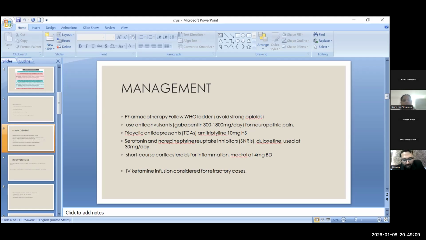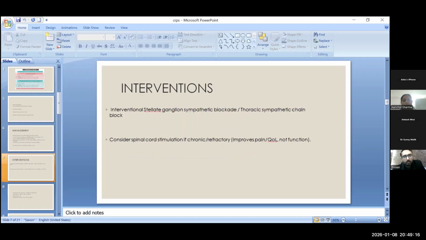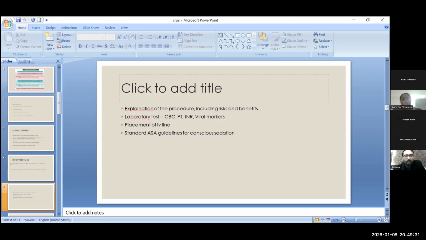And because it was an international patient, I was requested to do any further intervention I could to help the patient because they had to fly back. In this case, the interventions that could have been done were the stellate ganglion block or the thoracic sympathetic chain block, and in refractory cases, we could have planned for spinal cord stimulation. In this case, I went ahead with thoracic sympathetic chain block. The patient was explained about the procedure, including the risks and benefits. Basic laboratory tests were done for CBC, PTINR, and viral markers. An IV line was placed, and standard ASA guidelines were used for conscious sedation.